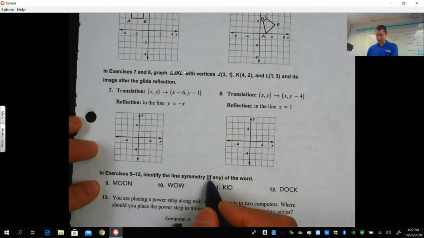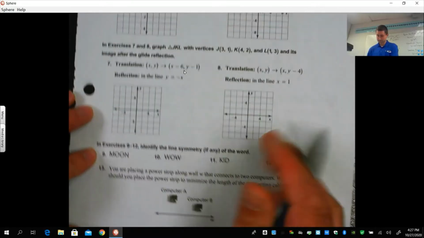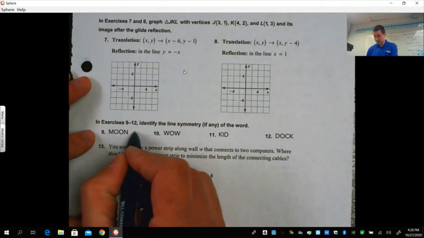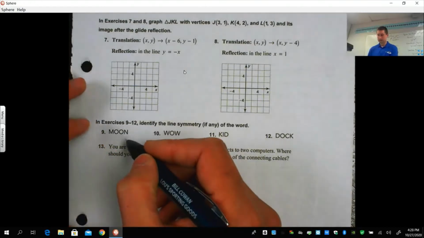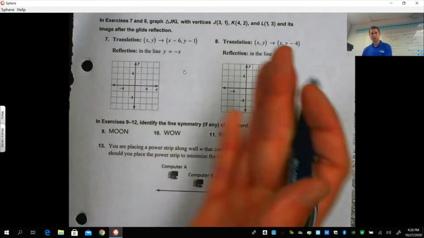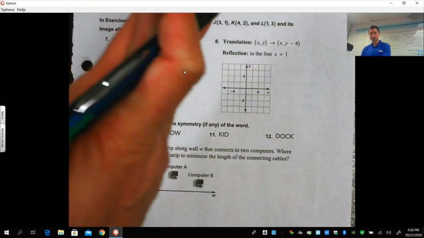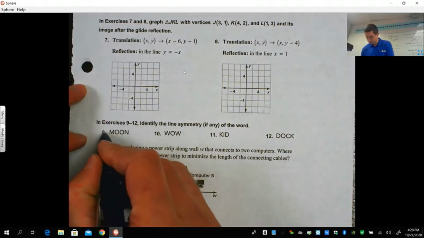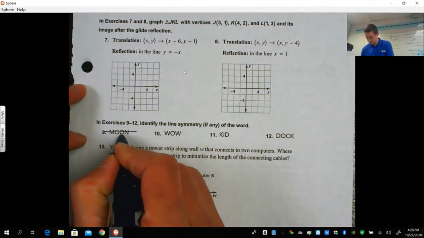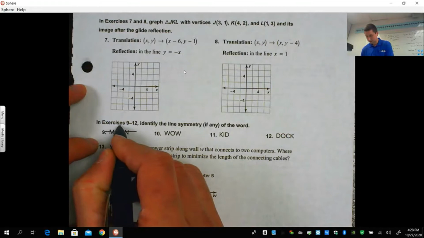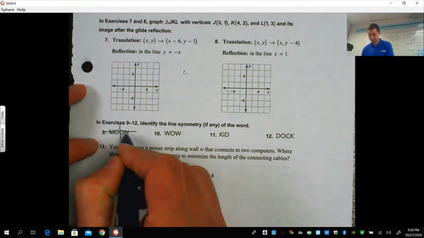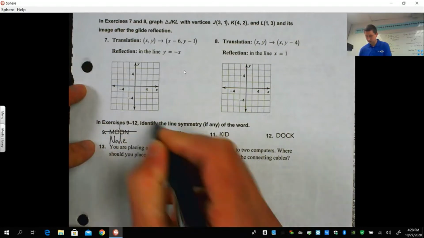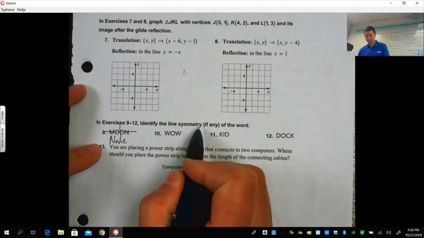Identify the line symmetry, if any, of the word. So if you have the word moon, can you draw any line that when you reflect it over that line, so imagine folding the piece of paper over that line of reflection, okay, can you find a line that does that? So if I draw one here, the O's work, but the M and N doesn't. If I draw it up and down, the M doesn't match up with the N. Okay, so this one has none. That has no lines of symmetry.